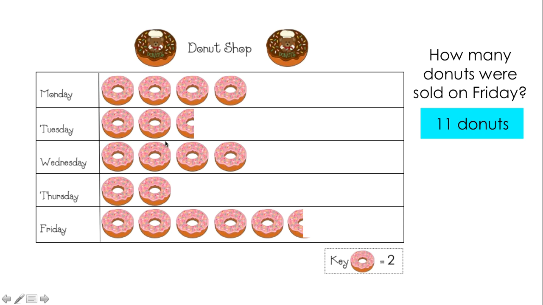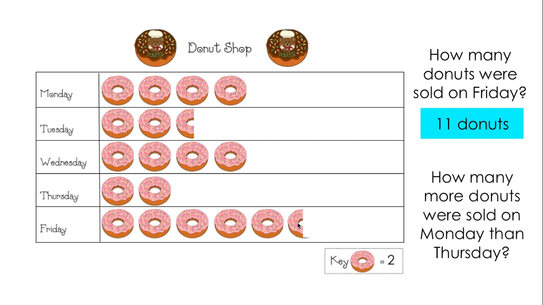Remember that you have to pay close attention to the key. Each donut represents 2. So I'm going to skip count by 2. 2, 4, 6, 8, 10, and then I have a half of 1. So that means that half of 2. So what doubles fact gives me 2? 1 plus 1. So half of 1 would be 1. Very similar to our bar graphs when you look between two different numbers. That's going to be the number that it represents. So 10 plus 1 is 11.